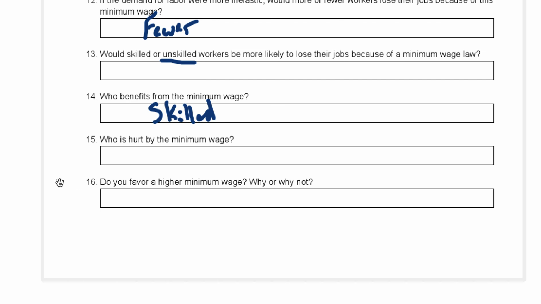So the next bit is kind of up to you. Minimum wage, good thing or bad thing? Should we have it or not? We've kind of had this discussion before, but go again. Make it happen. Fill it in.